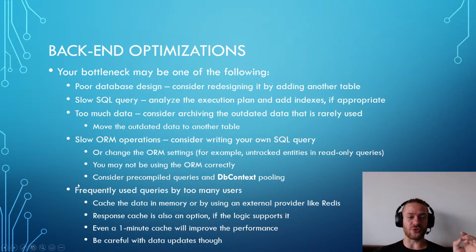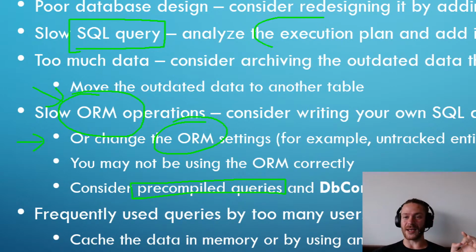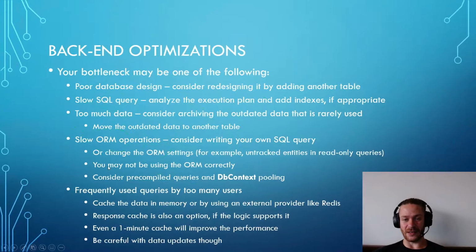But if the bottleneck is in the ORM itself, then precompiled queries may be good enough for you. But if the issue is in the SQL query, then the ORM may not be the problem. You need to analyze the execution plan and add indexes. But I had a huge success with precompiled queries, so always consider them.